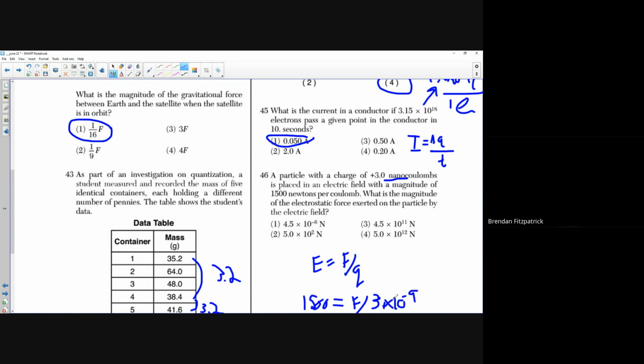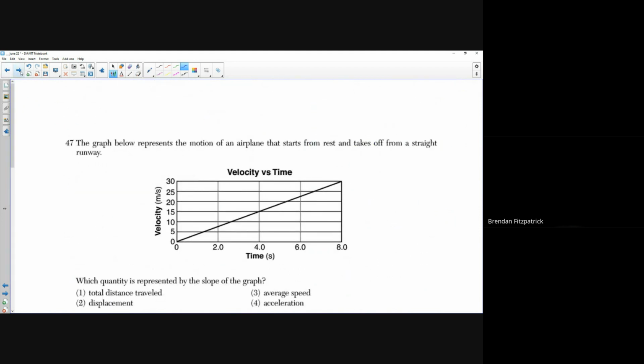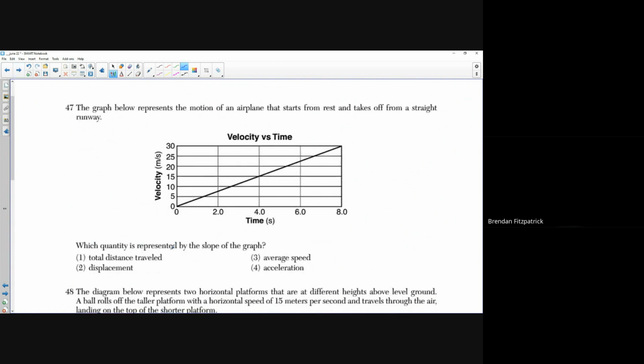1500 times 3 times 10 to the minus 9, 4.5 times 10 to the minus 6. 46 is choice 1. Okay. 47. Which quantity is represented by the slope of this graph? Velocity, time. The slope tells me about acceleration.